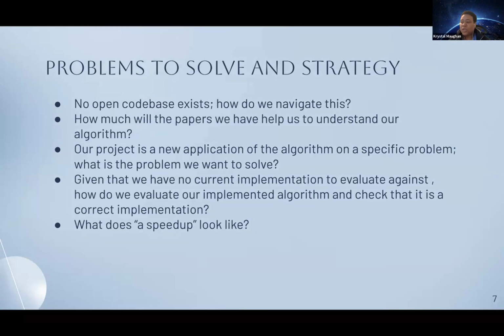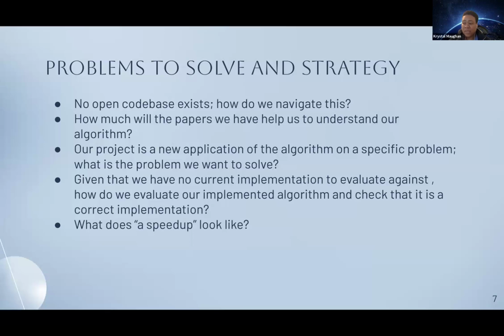Some of our initial problems to solve were that there was no open code base from either of the papers. So, how do we navigate this? It meant we had to start from scratch in understanding the paper and trying to implement the intent of the authors. So our next question was, how much will the papers we have help us to understand our algorithm? And also, our project is a new application of the algorithm on a specific problem that hadn't yet been solved. So what problem would we like to solve?